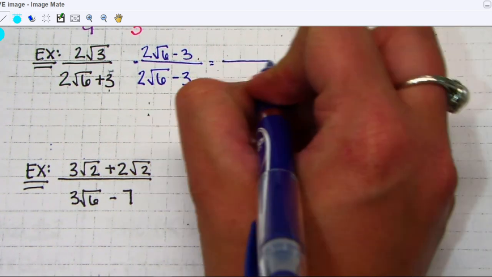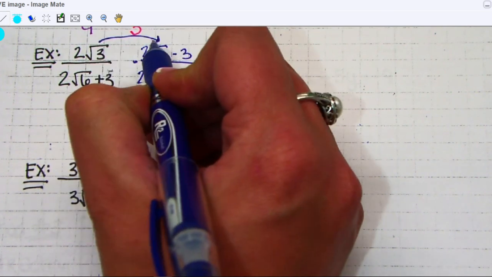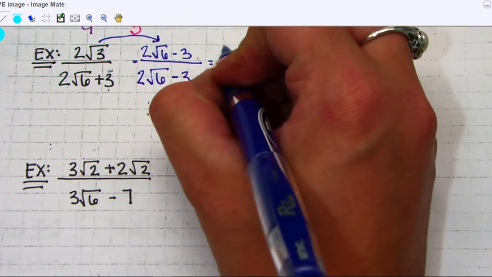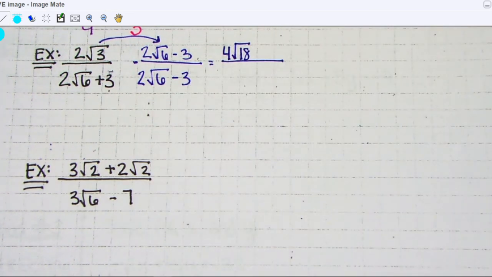So we need to distribute. I'm going to do 2 square root of 3 times 2 square root of 6. We'll start there first. We're just distributing. What does that become? 4 square root of 18. We'll simplify later, but yes, it can simplify. We will get to that in a minute.